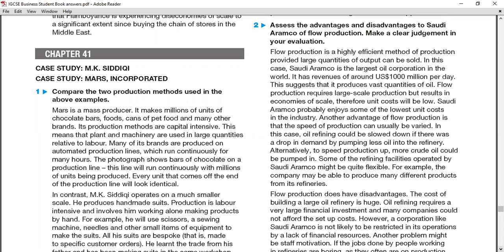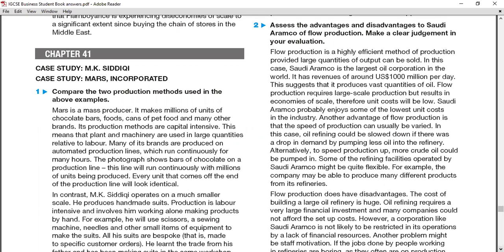In this case, Aramco is the largest oil corporation in the world. It has revenue around 1,000 million US dollars per day. This suggests that it produces vast quantities of oil. Flow production requires large scale production, but results in economies of scale. That's the first advantage. Now, development of the advantage: therefore, unit cost will be low. Saudi Aramco probably enjoys some of the lowest unit costs in the industry. Right? That's the first advantage.